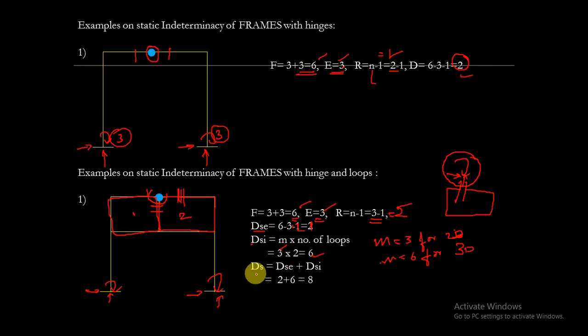Therefore total static indeterminacy is the sum of external indeterminacy and internal indeterminacy. That is, this has to become 1, and this is 6. Therefore static indeterminacy of the structure is 7.